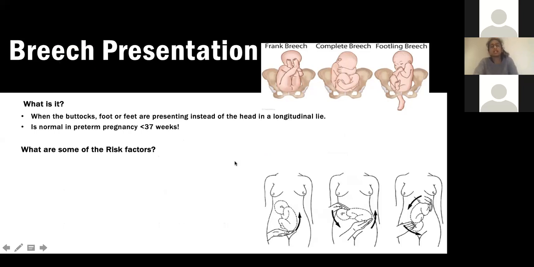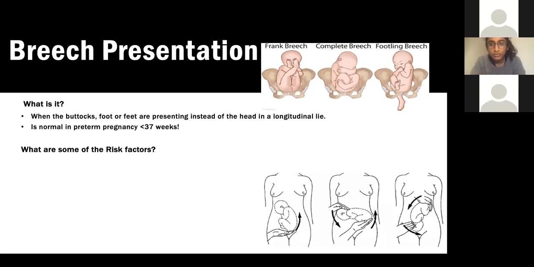What are some of the risk factors? We've mentioned one already: a major uterine abnormality, so things like a bicornuate uterus. Any other risk factors for a breech presentation? Polyhydramnios, yes. The way I remember, there's just more space for them to swim around. Anything else? Placenta previa, yes. The way I remember that one is the placenta is just in the way, so the head is not able to engage. Good, that's another one. Multiple pregnancy, definitely.